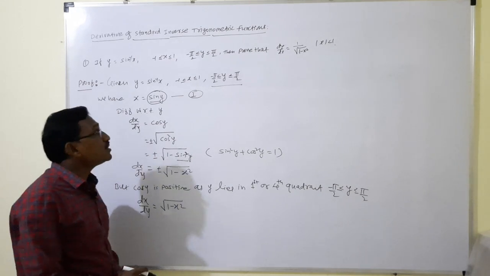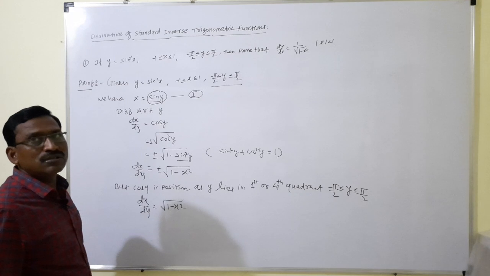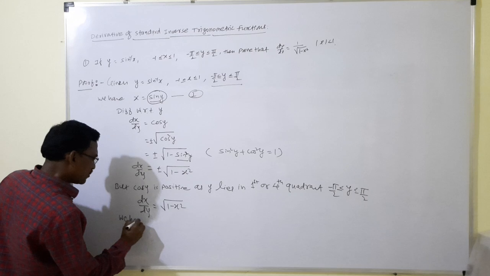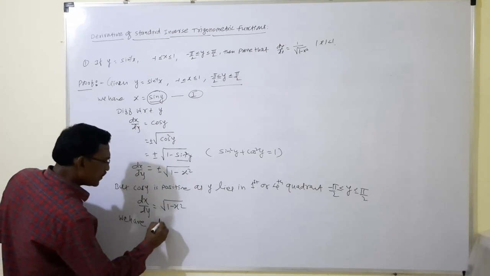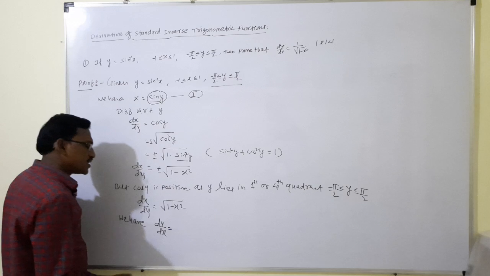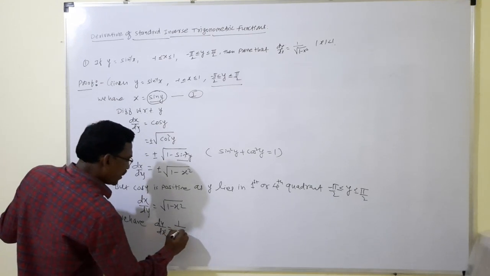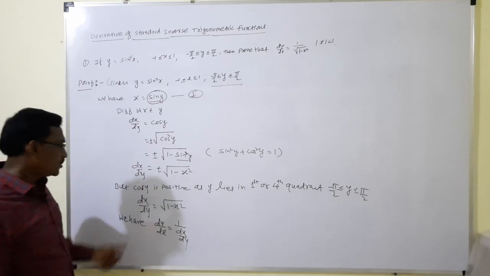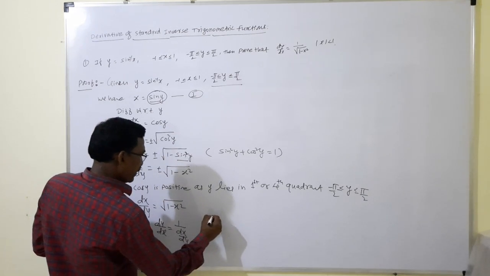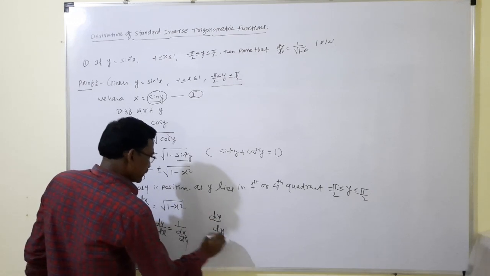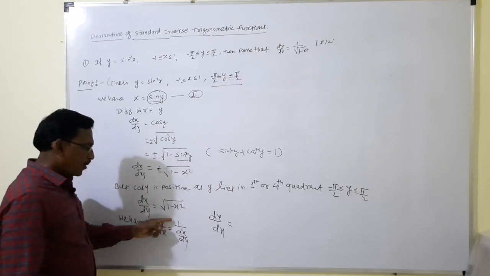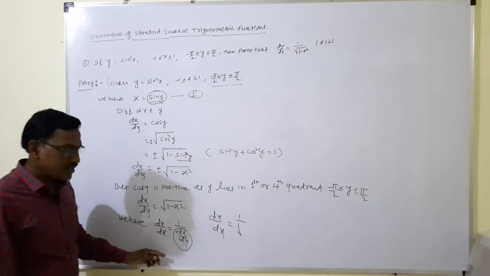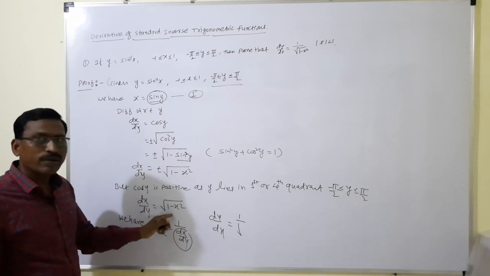Now by using the inverse theorem, we know the theorem: dy by dx is equal to the inverse of dx by dy, that is 1 by dx by dy. By using this theorem, we write dy by dx is equal to 1 by root of 1 minus x square.